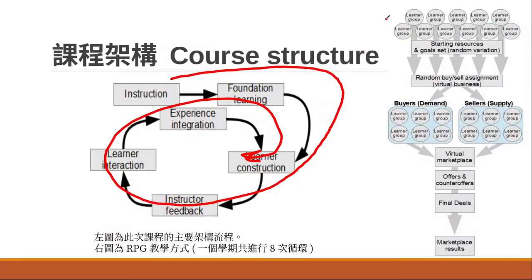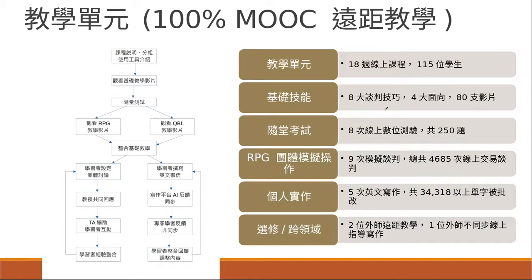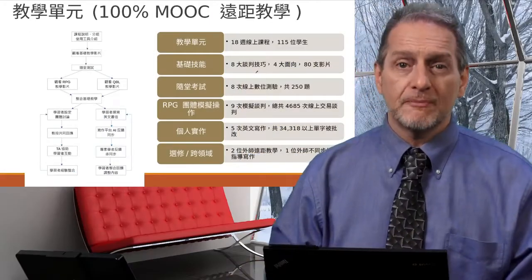In this class we have many students involved in groups and also individually, but they flow through the class in a kind of step-by-step process that includes joining groups, forming pseudo-companies, then doing virtual marketplaces, that is simulated business, making deals, and then evaluating those deals and circling back to do it all again. This is a complicated structure, but it doesn't include just the simulation of business.